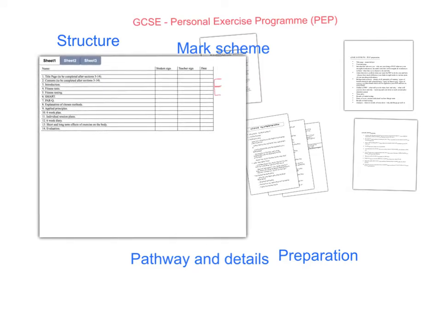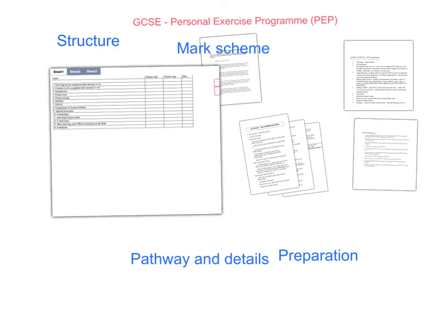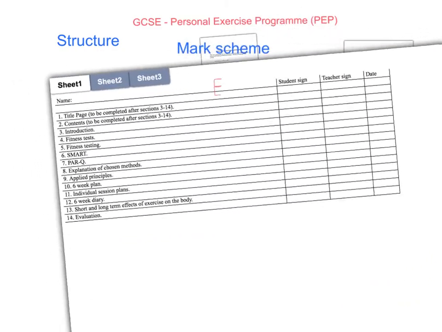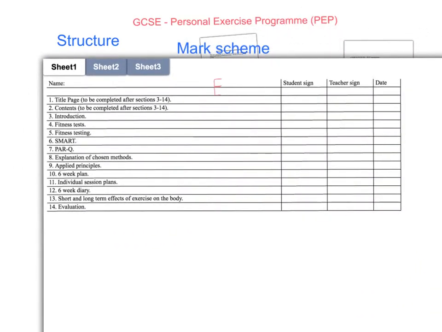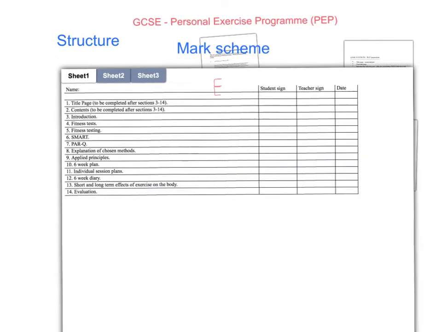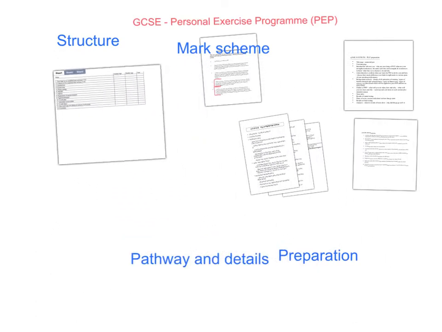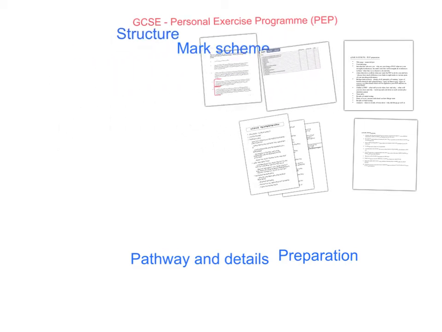So we'll give you a brief idea of what is expected to go into a PEP and give you some brief ideas and start to give you some thinking time. I want you to start thinking about the introduction and what may be included within the introduction.